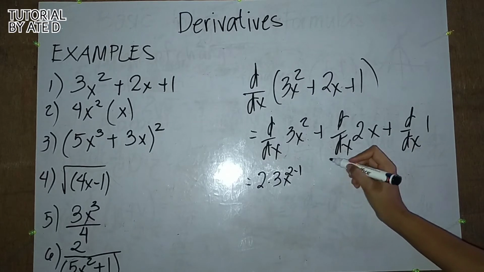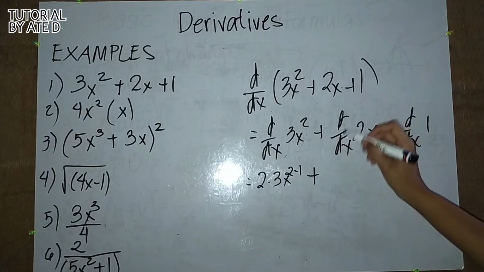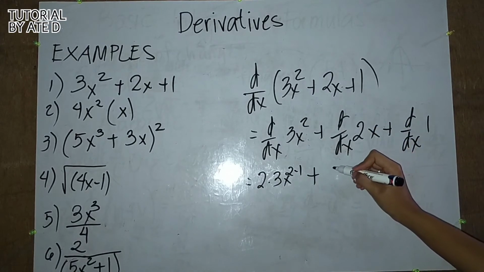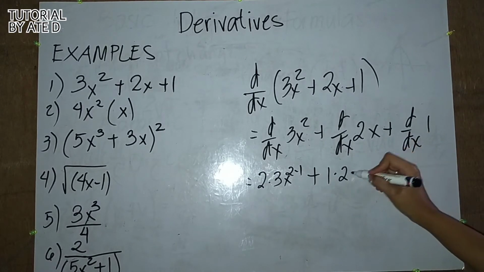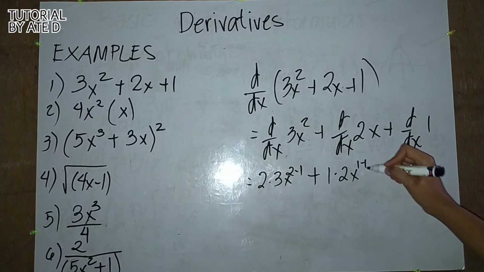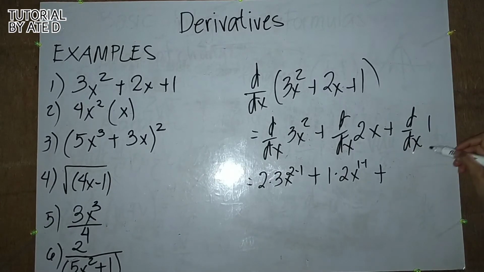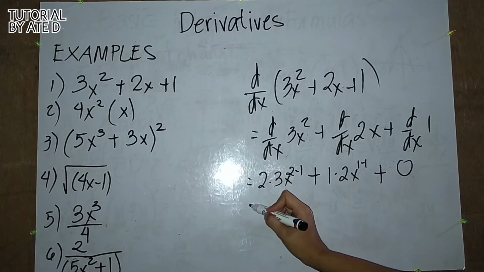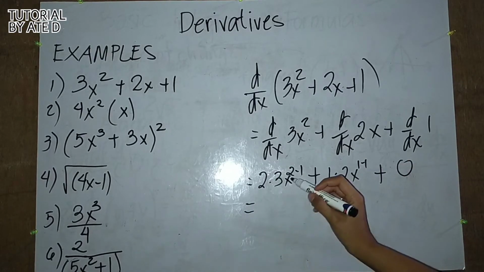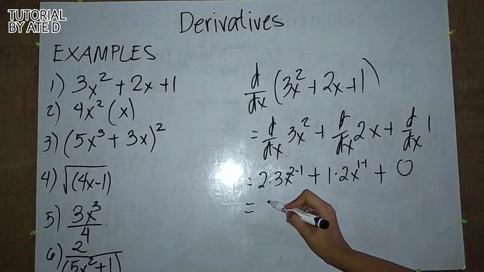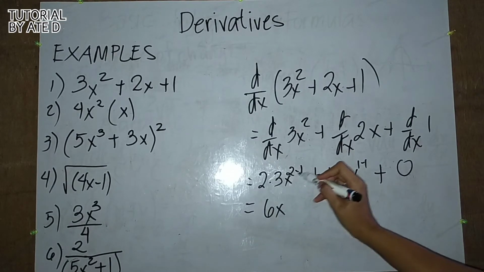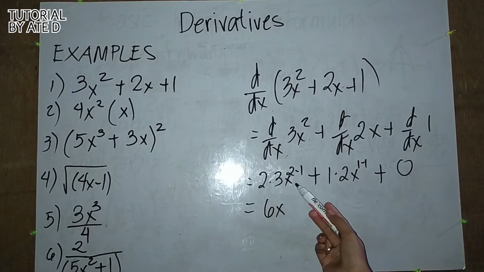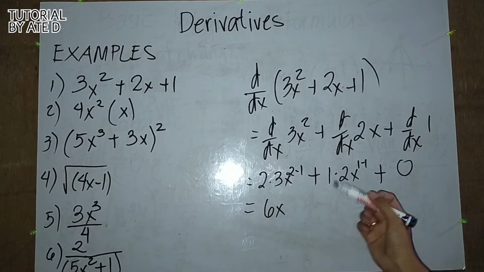So, ganyan yung magiging kalabasan. Ganito din ang gagawin natin sa susunod. So, 1 ang exponent nito. 2x 1 minus 1. So, panghuli, ang derivative of a constant ay always 0. So, 0. So, ayan. So, solve na natin. So, 2 times 3 is equal to 6x. Kasi dito, tinanggalan natin ng isa. Nag-minus tayo. So, 2 minus 1 is equal to 1.